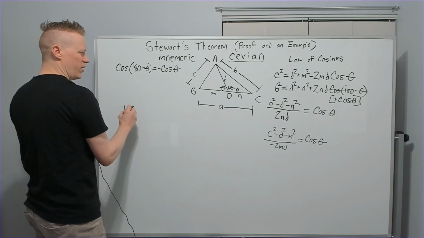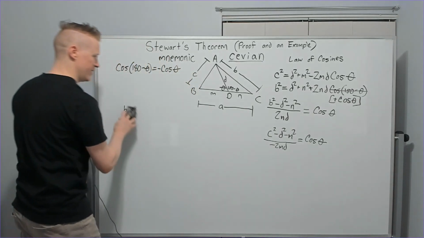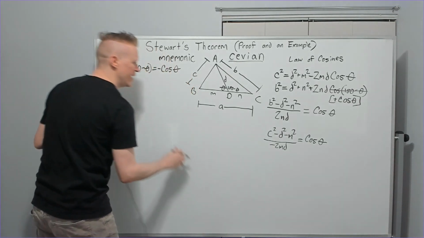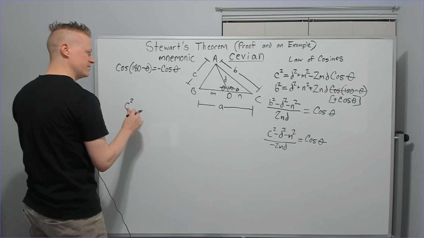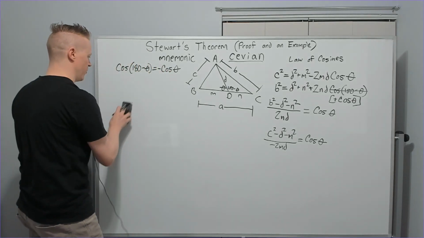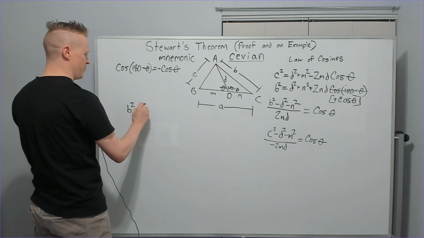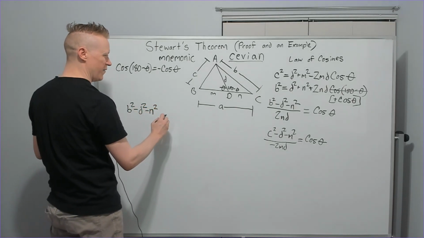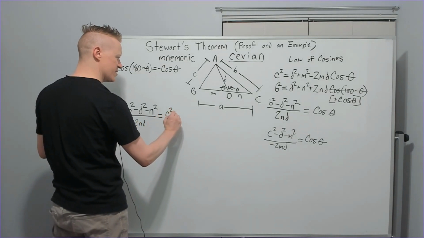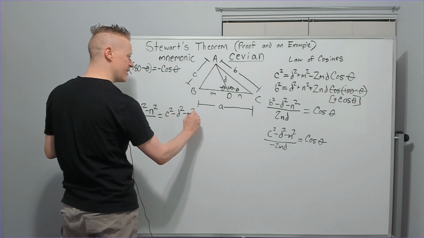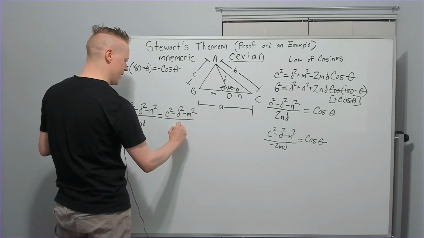So we're going to get, let's see, I think I want to do the c squared. We'll find out. Okay, yeah. Let's do it the other way. So b squared minus d squared minus n squared. I don't know if I'm doing it the right way or not here. We'll see. It'll all work out in the end. Over 2nd is going to equal c squared minus d squared minus m squared, all over negative 2md.